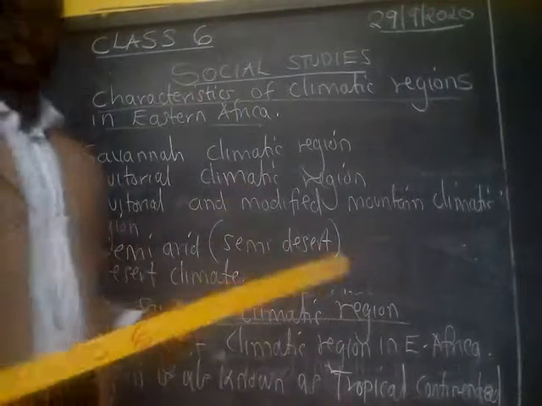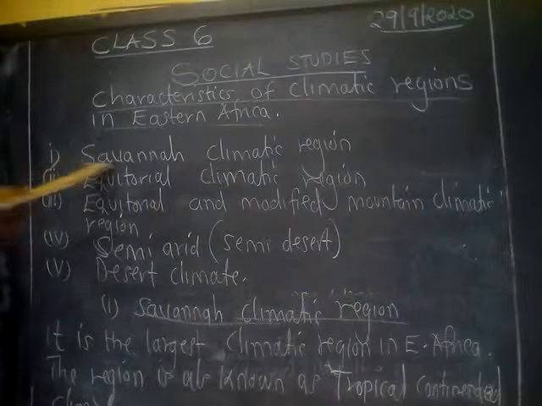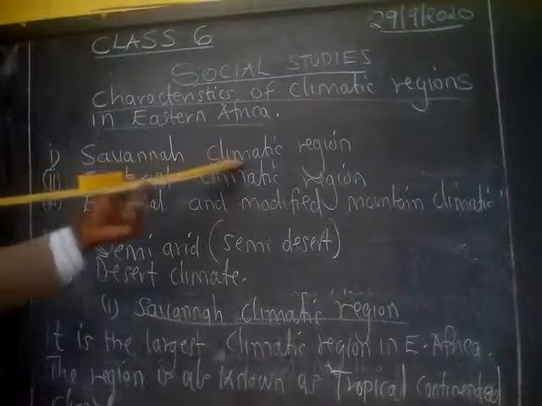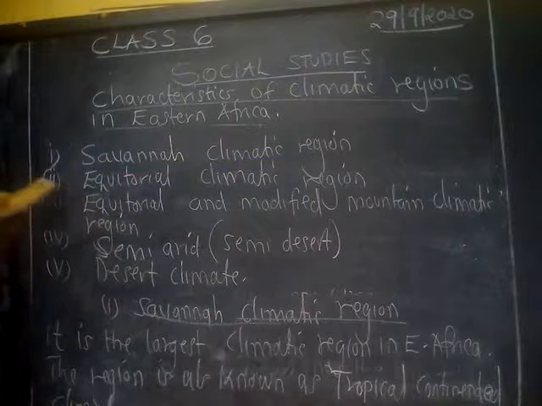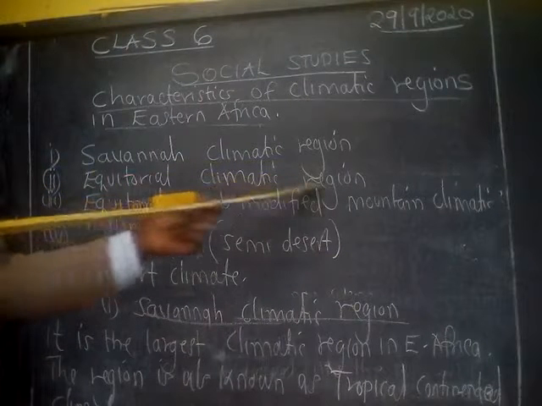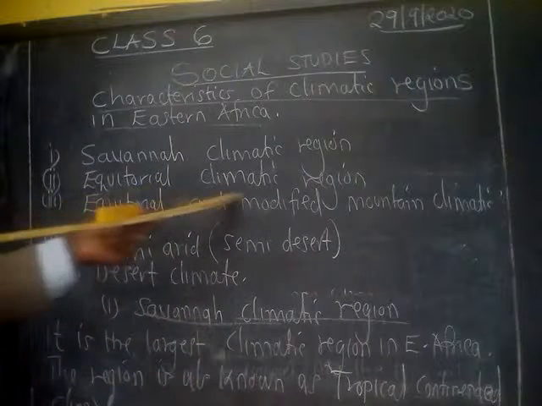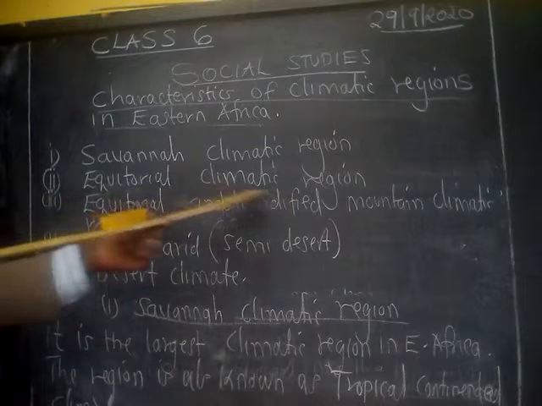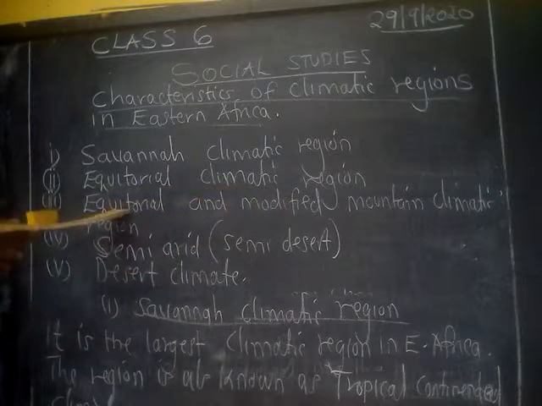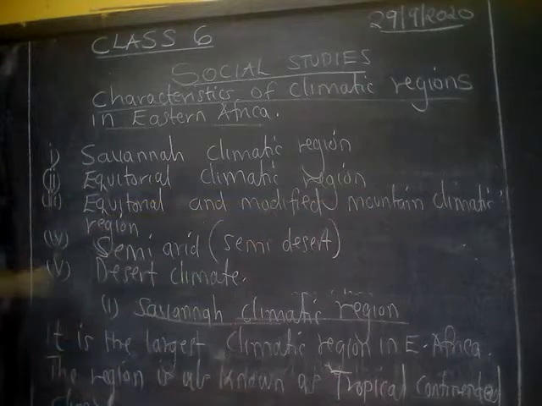Those climatic regions we said we are going to mention one after the other. One, we have the Savannah climatic region, the first region in Eastern Africa. The second is the Equatorial climatic region, and remember the word equatorial is derived from the word equator. Then we have equatorial and modified mountain climate, which is different from the Equatorial climatic region.